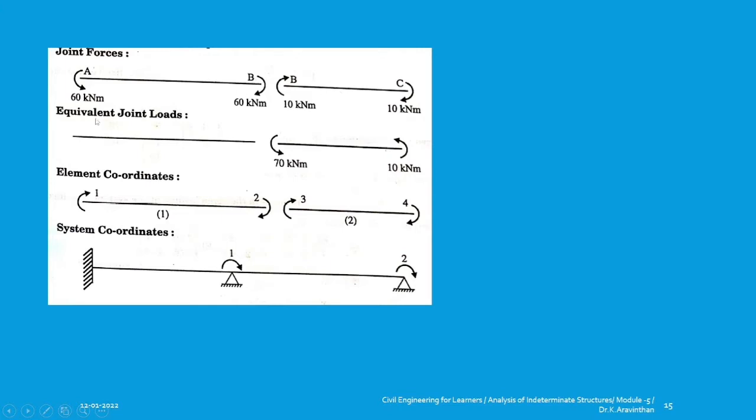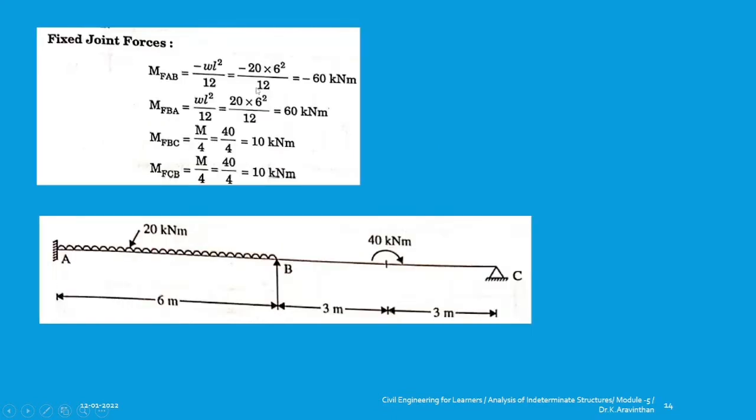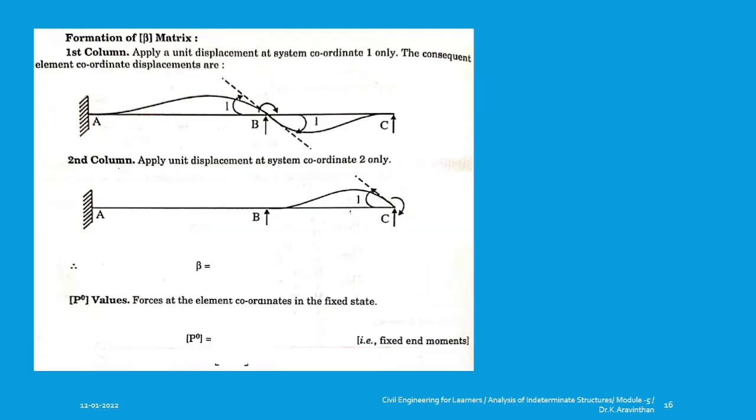Now how to find the equivalent joint load: where are the kinematic indeterminacies? These are at joints B and C. Now what is the total moment acting at joint B? MF B to A is positive and MF B to C is also positive, so both are positive.